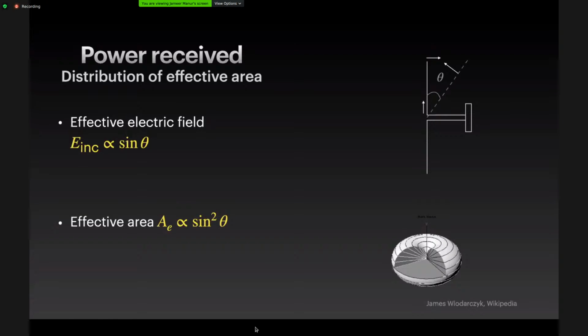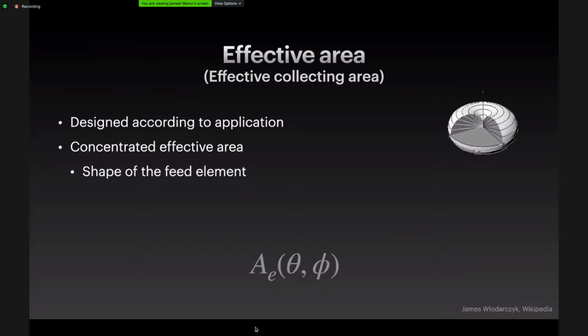So the effective electric field will follow a sine theta dependence for the incident electric field, and hence the effective area, which we are defining as how well it can receive radiation along different directions, will follow now a sine square theta form, which is exactly like the power pattern of a similar antenna if it were transmitting. It is a proportionality, but not an equality, between the effective area and the power pattern.